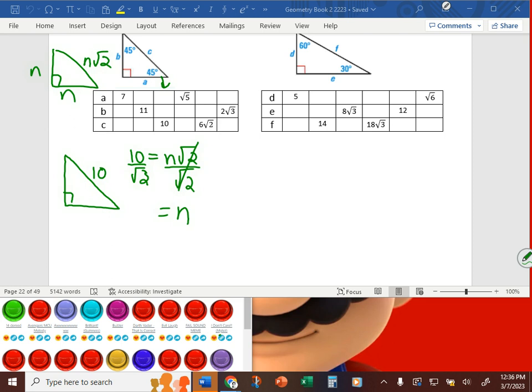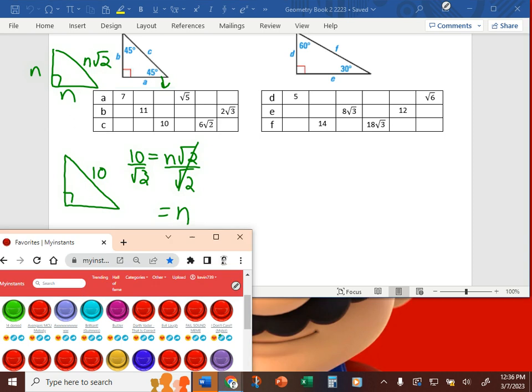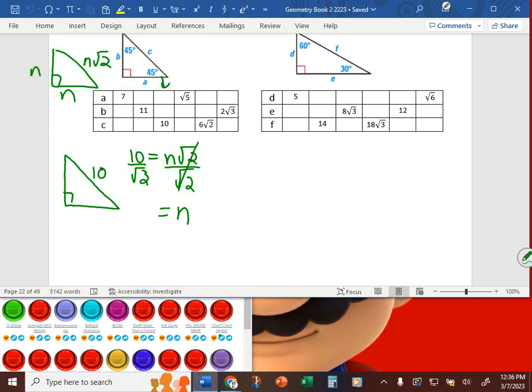So we do want to leave this in root form, but remember, we can't have a square root as the denominator of a fraction. So what do we have to do? It starts with an R. Rationalize. Well done! But we have to rationalize. And if you remember how you rationalize, you multiply the fraction by the root you want to remove over itself.